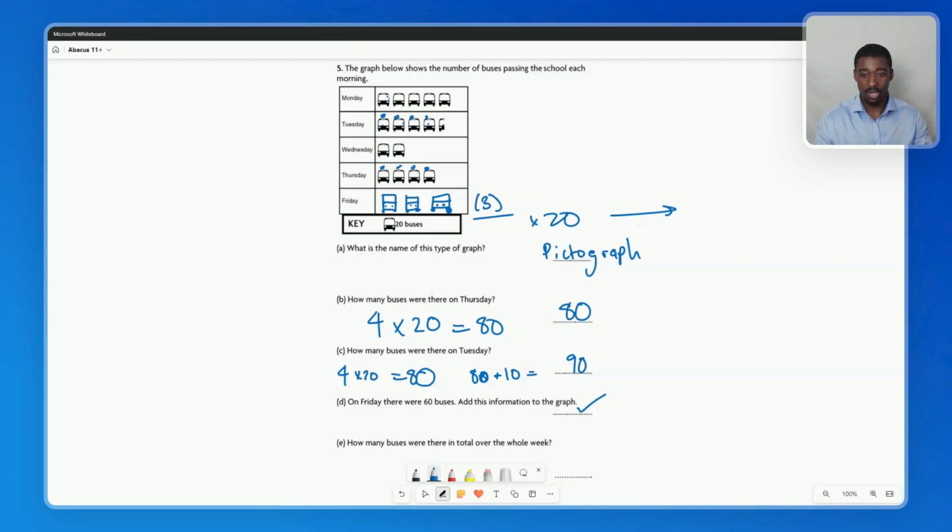So here, Monday, we have 1, 2, 3, 4, 5. So let's put a 5 here. Here we have 1, 2, 3, 4.5. So let's put 4.5 here. Here we have 2. Here we have 4.